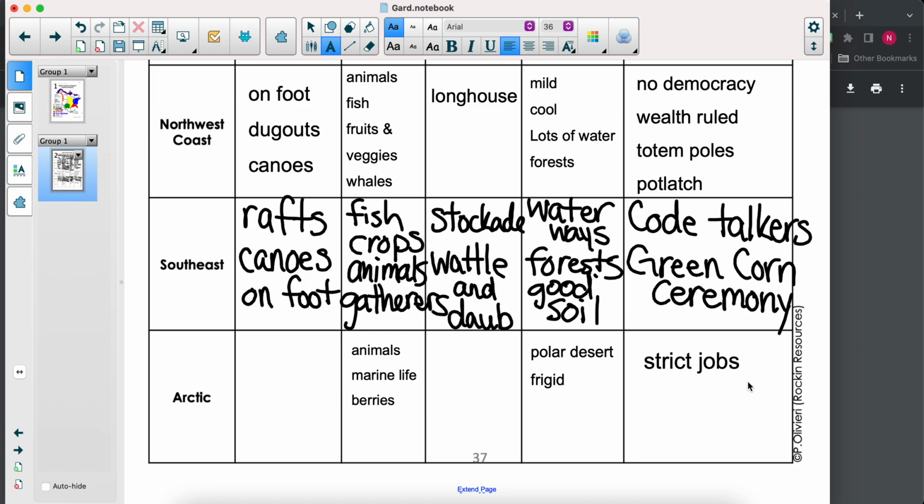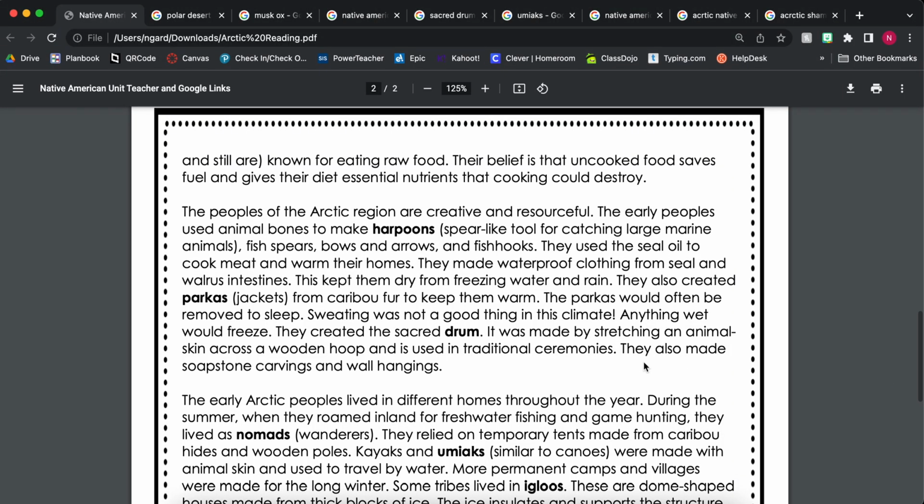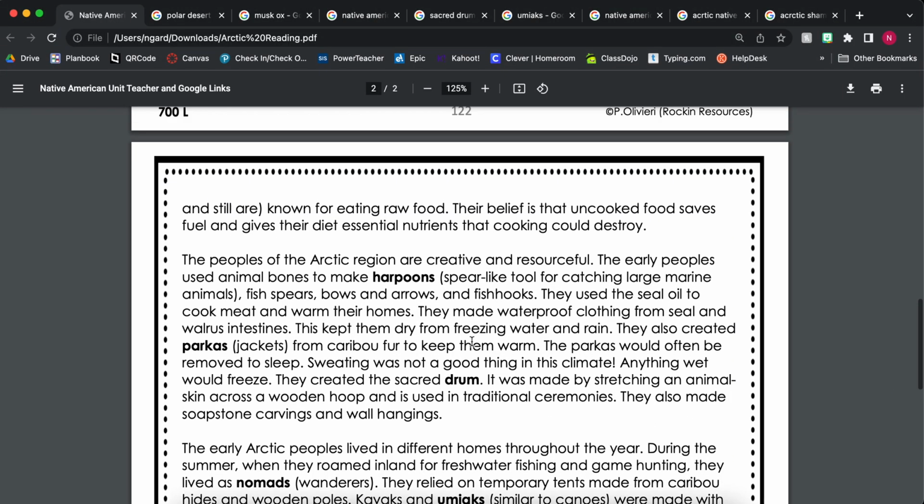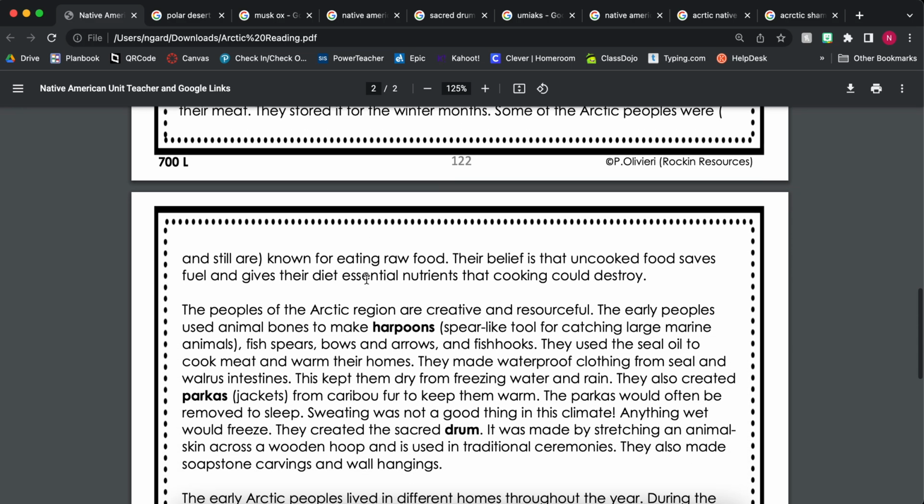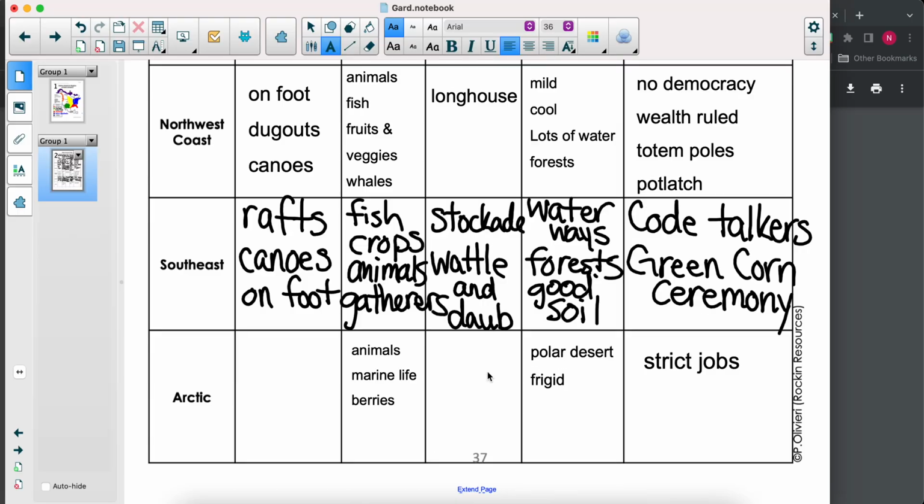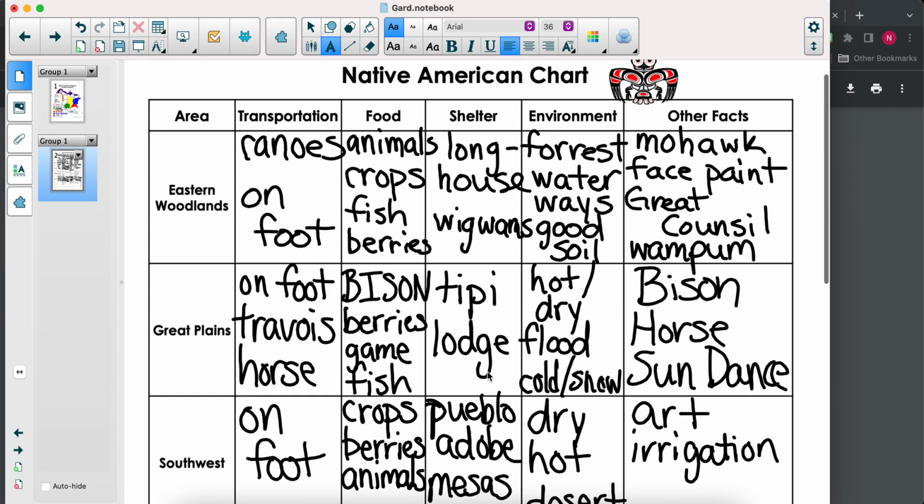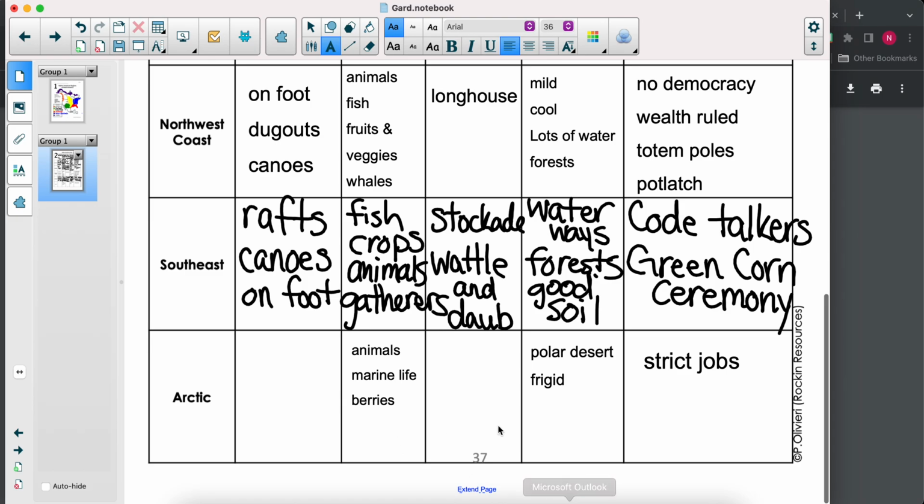Okay, so strict jobs. You could add something about parkas. You could add something about the harpoons, the sacred drum, right? We already said that we knew they were sea animals, marine life, and those kinds of things were important as far as food goes. I don't think we heard anything about transportation. We still haven't heard anything about shelter yet. So let's wait. Let's keep on going.